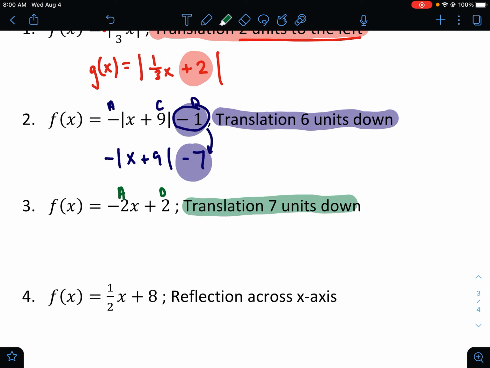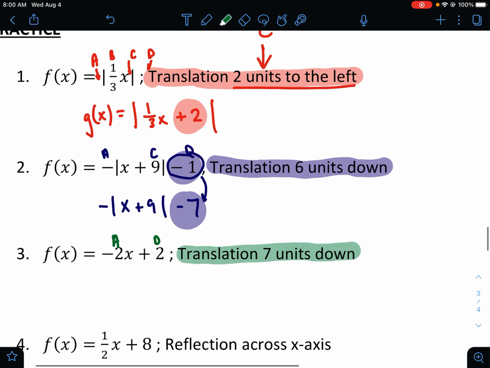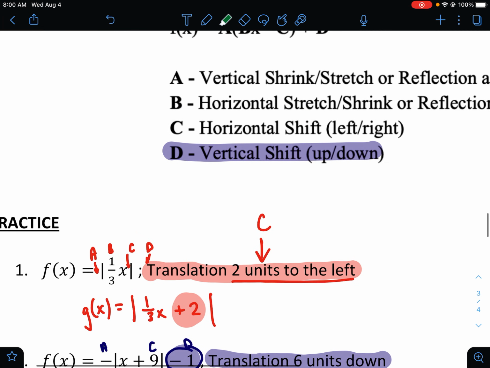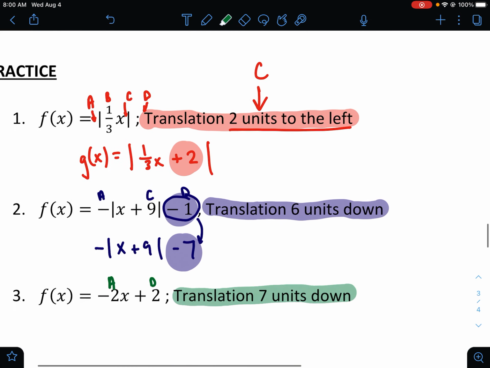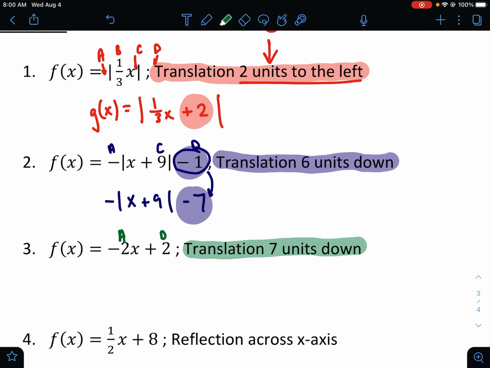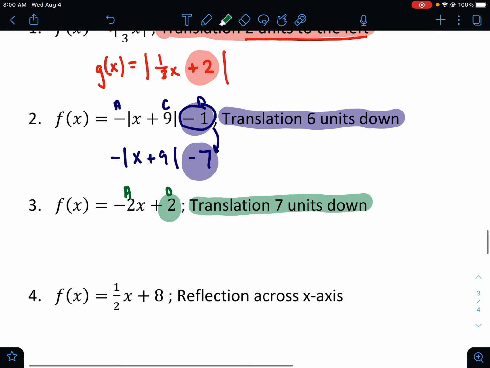I have a translation of 7 units down. Again, just like the previous problem, it is D that it's affecting. So I know that this number right here has to go down 7. You just ask yourself, what is 2 minus 7? And that is -5. So my new function, g of x equals, everything else will stay the same. We're just moving it down 7, so -5.